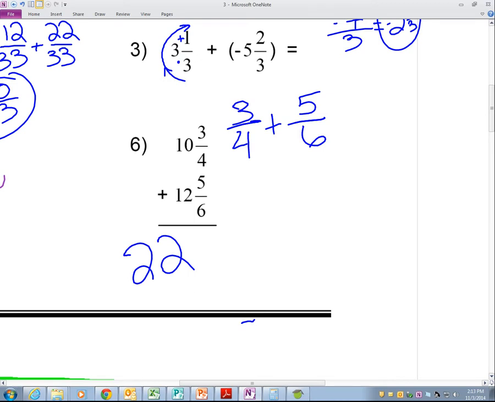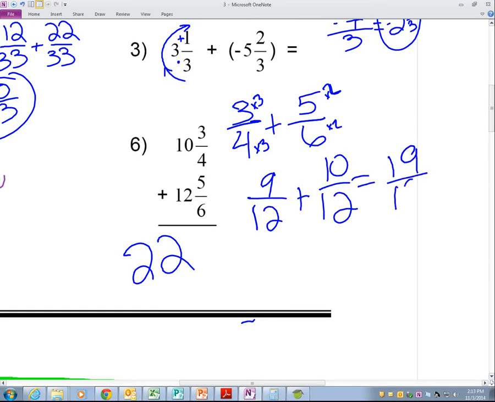Yes, sir. 24. That is a common denominator, but it's not the least common denominator, which means that would add another step at the end. What's the LCD? Least common denominator. 12. Times 3 and times 2, which becomes 9/12 plus 10/12, which comes out to be 19/12. Do you agree? Because we had to keep the denominator there.